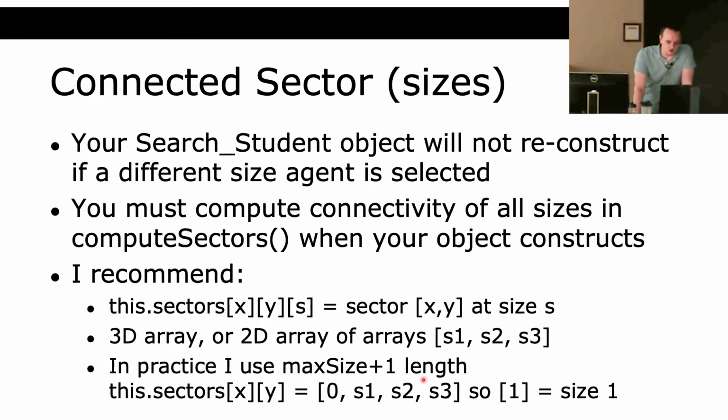In practice, what I do, because there's no size 0, right? So it's size 1, 2, or 3. So I actually make this array 1 larger so that I can index it by the size, right? So size 0 doesn't really mean anything, so we could ignore those values. But index 1 is size 1, index 2 is size 2, index 3 is size 3. So that's what I do in my solution code.